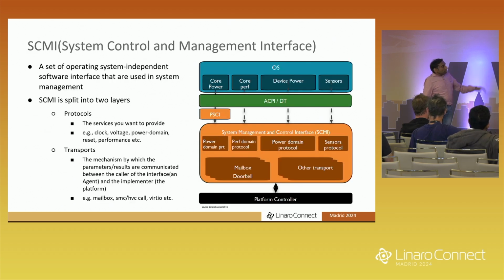This is a very high level introduction to SCMI. SCMI is an OS agnostic interface for system control management. It's split in two layers, protocol and transport. Protocol means the services that are being provided, for example clock, voltage, power domain and so on. Transport is the mechanism by which the two entities, one the agent who is the requester of the services, another the platform which is the implementer of the services, communicate, like mailbox, SMC, VirtIO.